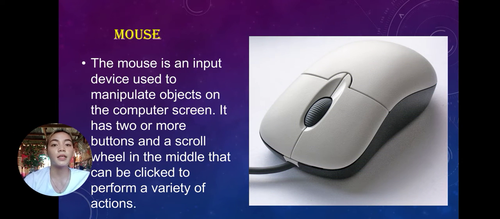So the mouse is an input device used to manipulate objects on the computer screen. It has 2 or more buttons and a scroll wheel in the middle that can be clicked to perform a variety of actions. So sa ang uban is mogamit og mouse, dili sila magsalig kayo sa keyboard kay mas easy gamiton ang computer if naay mouse.